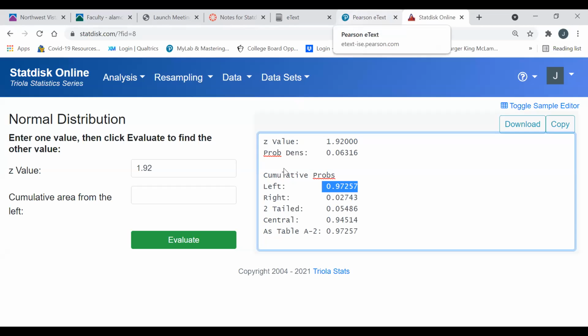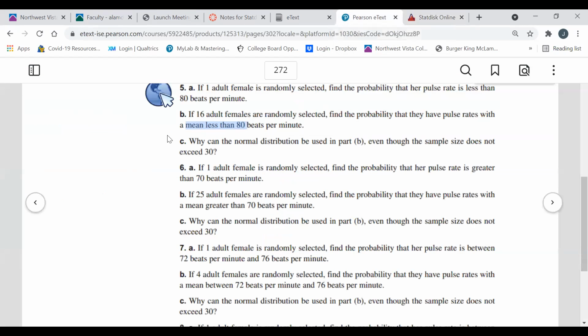All right, let's continue. I need to do one that has a greater than. Who can find me one that has greater than? Oh, we didn't do part C. All right, sorry, I forgot to do part C.